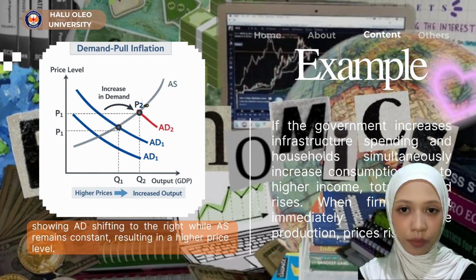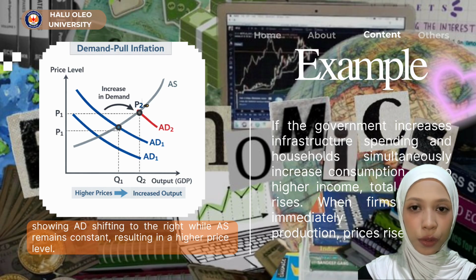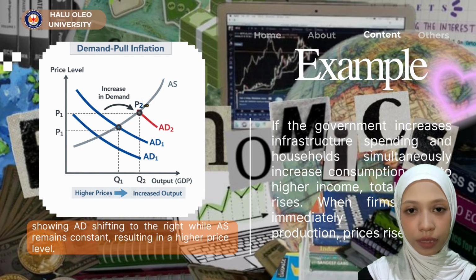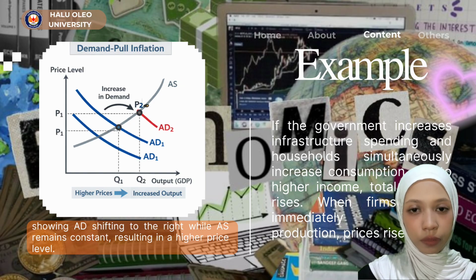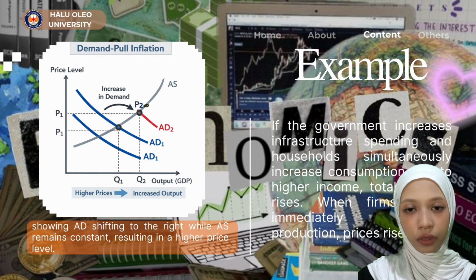In this diagram, aggregate demand shifts to the right from aggregate demand 1 to aggregate demand 2. Aggregate supply remains constant, causing the price level to increase from price 1 to price 2. At the same time, output increases from quantity 1 to quantity 2.